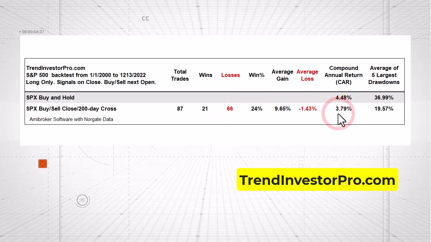And then the compound annual return is less than buy and hold, 3.79%. But, and this is the benefit of using these kind of indicators, the drawdown is seriously reduced. It's just below 20%. And so you're going through a lot less pain. But we can improve that by adding that 5% filter. So let's look at that next.